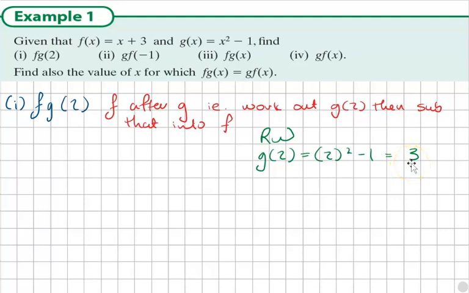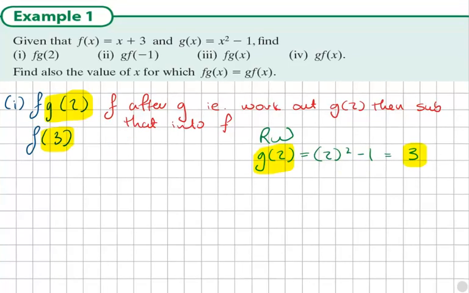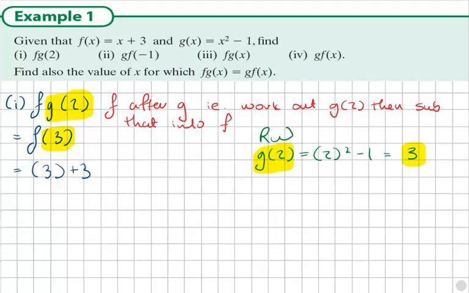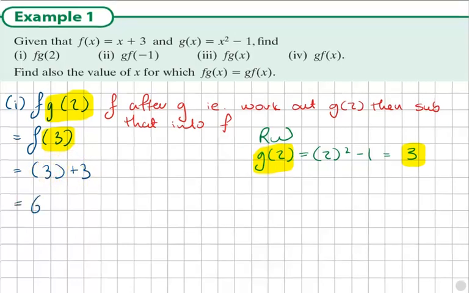So g of 2 is 3, and now we're going to substitute that into the function f. So g of 2 we replace with 3, so we're now going to get f of 3. And if we go up to our question, f of x is equal to x plus 3. So replacing that x with a set of brackets and putting 3 into the brackets, we get 3 plus 3, which gives us 6. So f after g of 2 is 6.